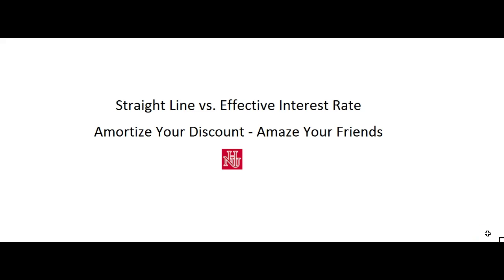So don't forget, GAAP says if there's a material difference between the straight line method and the effective interest rate method, we have to use the effective interest rate method. Don't forget that if it's a trading bond, you might not even bother with the discount or amortizing it because you're just buying and selling that bond within a few days. But certainly if it's available for sale or if it's a held to maturity bond, you're going to have to do some amortizing. But now you know how to do it. I hope that helps.